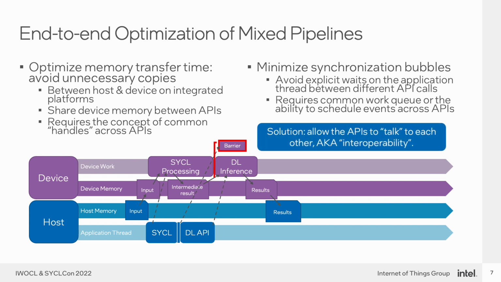If you haven't noticed yet, there's a pattern here. For us to apply these optimizations, it is essential that the APIs can talk to each other, that they can agree how to point to the same memory, and that they can agree on synchronization concepts. That is what we call interoperability, or Interop for short. So now that we understand what we're trying to do, let's look at how we can do this in practice with SYCL and OpenVINO.